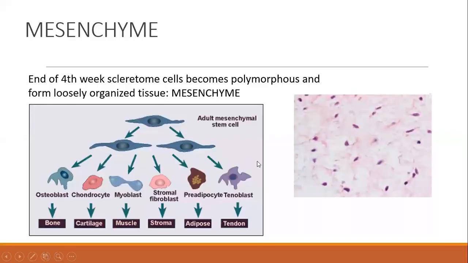So by the end of the fourth week, the sclerotomic cells become polymorphous and form a loosely organized tissue. This is known as the mesenchymal tissue. And as you know, mesenchymal tissue has the ability to form different cells. It can differentiate into fibroblast, osteoblast, chondrocytes. So here in the sclerotomic region, these mesenchymal cells differentiate into osteoblast, contributing towards the bone formation, and chondrocytes contributing towards the cartilage formation.